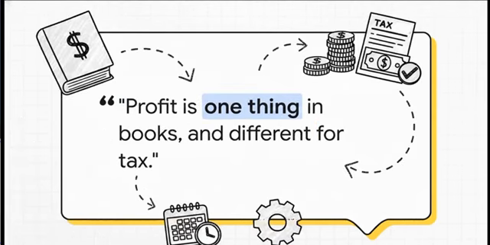Priya immediately jumps in to simplify things. She leans over the table and brings it right back to basics. She says, it's simple. Profit is one thing in the books and completely different for tax purposes. Remember that depreciation example we just went over?